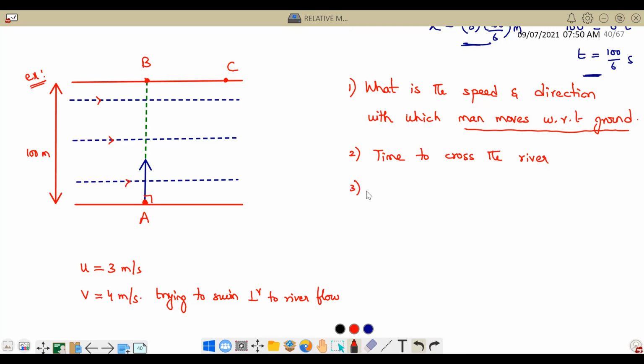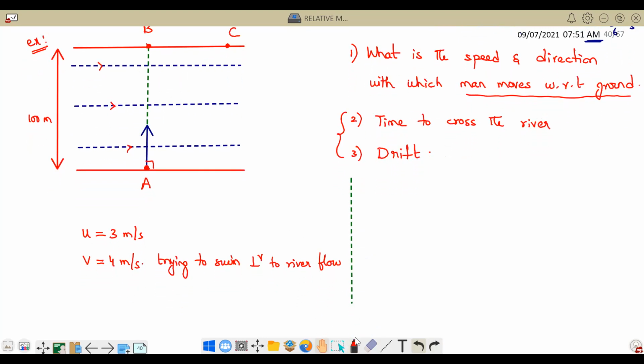And then the third one. What is the third one? Tell me. The third one is called drift. So generally these things will be asked. This is the basic thing. Yesterday we discussed how to do this. So now let us see how to calculate the first one. What is the speed and direction with which the man moves with respect to ground? What was the equation we have?